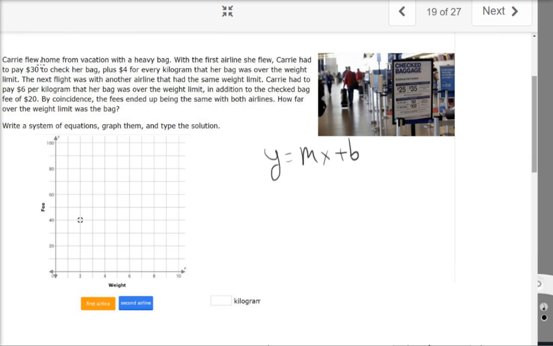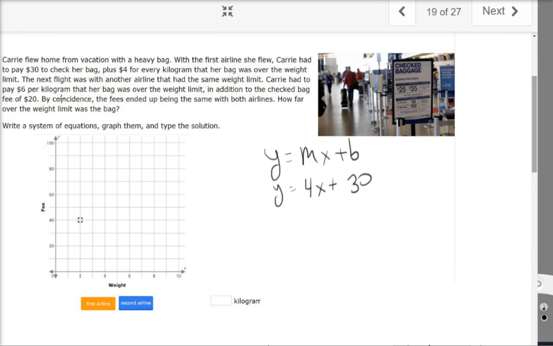So she had to pay $30. It's not 30 plus 30 plus 30. It's just a one-time initial fee of 30. And plus $4 for every kilogram that her bag was over. So we're going to add 4 plus 4 plus 4. She's going to get charged $30 plus 4 plus 4 plus 4, depending on how many times she gets charged for being over, so that's going to be X, and that's going to be equal to Y. With this other airline, the next flight was with another airline that had the same limit.